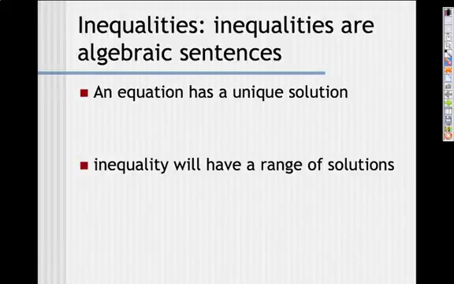Instead of saying something like x is equal to a number, say like 2, this is a definite thing. When we say x is equal to 2, the only thing that x could possibly ever be is 2. But with an inequality, we have a range of solutions.